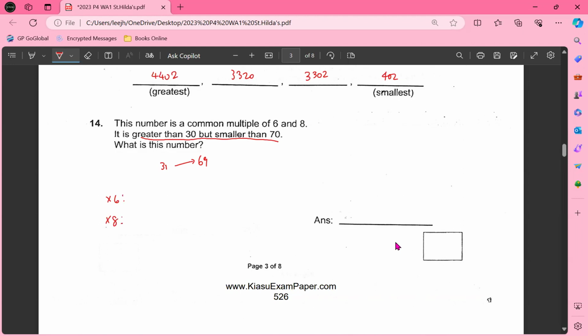Okay, so let's look at multiples of 6. The first multiple of 6 that falls between this number range is 36, followed by 42, 48, 54, 60, 66. You cannot go beyond that, the next one is 72, but you can only stretch until 69. Multiples of 8. The first multiple of 8 that falls between this number range is 32, followed by 40, 48, 56, 64. You cannot go beyond that because the next one will be 72 as well. So if you look at this, which one is the common multiple within this number range? It's none other than 48.